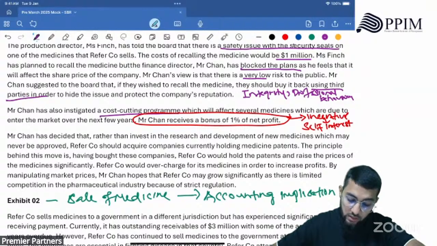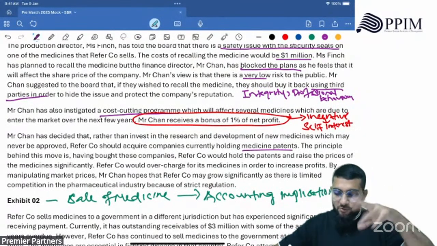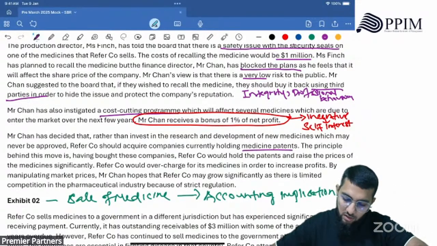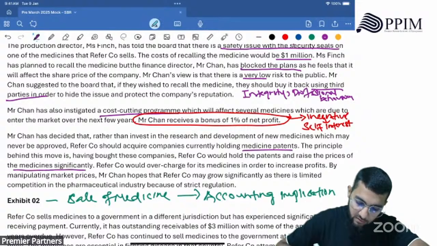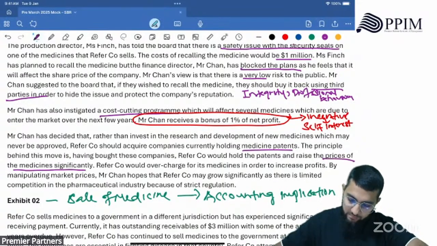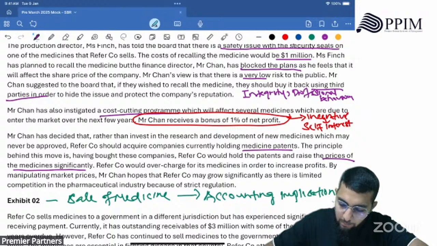Referco should acquire companies currently holding medicine patents, meaning directly you can increase your profitability there. The principle behind this move is having bought these companies, Referco would hold the patents and raise the price of the medicine significantly. Very bad motive. So here, the problem, objectivity, biased.